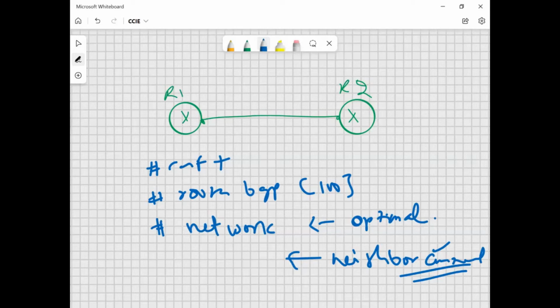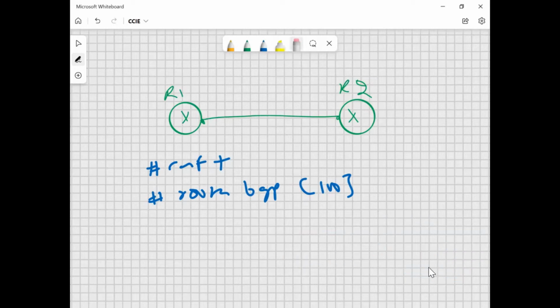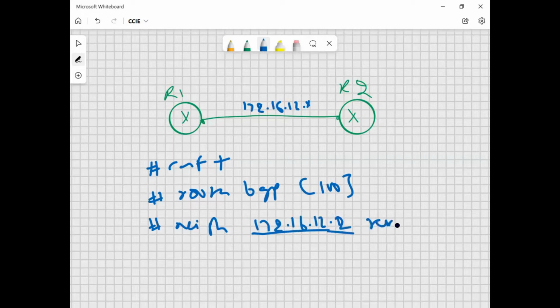So let me tell you the command. You need to write neighbor and whatever your neighbor IP is. In our case it is 172.16.12.x, so the neighbor IP will be 172.16.12.2. Then we need to say what the remote AS is. Because both of them are in AS100, we specify remote AS 100. These commands should be put on both routers, with the exception of the neighbor IP. On R2, the neighbor IP would be 172.16.12.1. Once you have done this, your neighborship will come up.